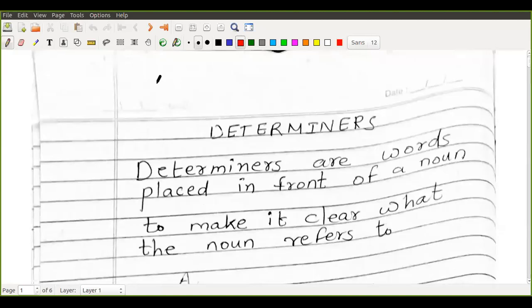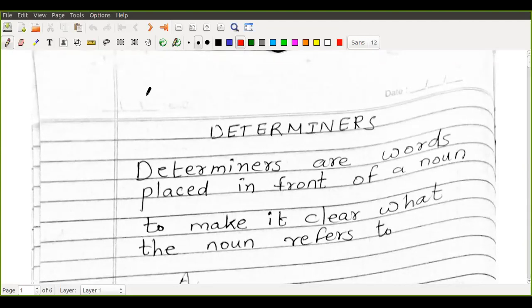So today we will study determiners. As you can see in the definition, determiners are words placed in front of a noun to make it clear what the noun refers to. In some way the determiners are like adjectives. They add meaning to the noun. They make it more specific and clear what the noun refers to.